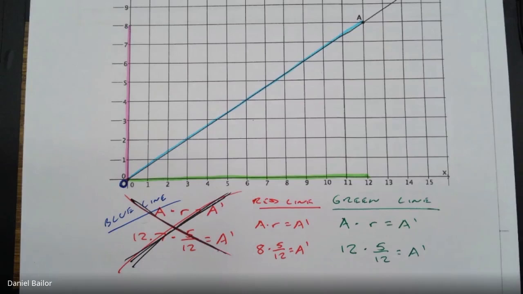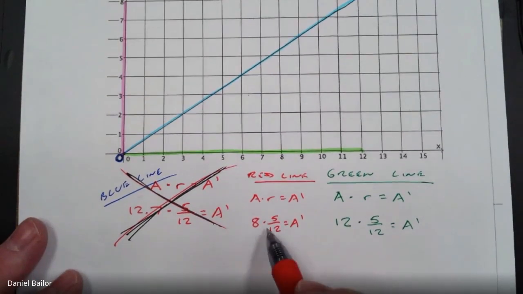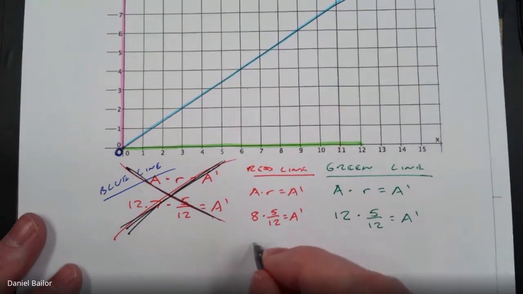Now, if you show me these three choices, blue line, red line, or green line, I'm not going to do blue line because that math was messed up. Now, red line and green line, let's do both of them. I'm going to do both of them with you. Some of you see that one of them is much easier than the other, but I'm going to work on both. So 8 times 5/12 equals A prime. Let's turn 8 into a fraction so that we multiply fractions together. We have 8 times 5 divided by 1 times 12 equals A prime.